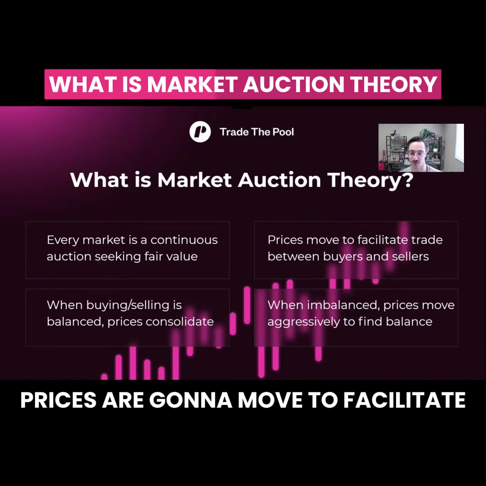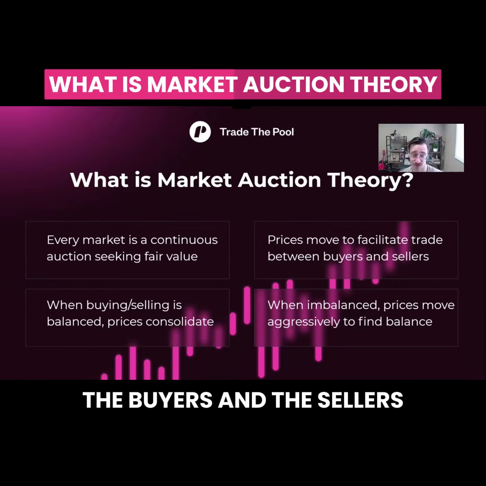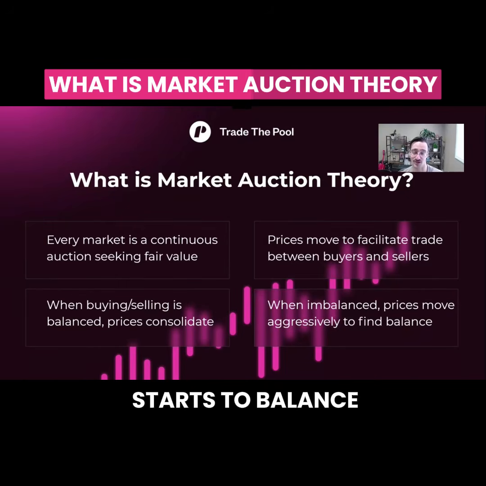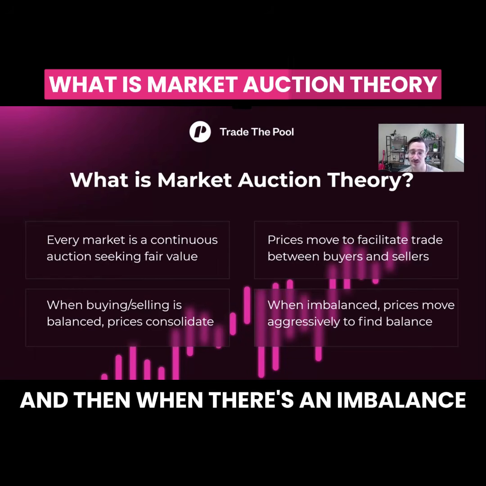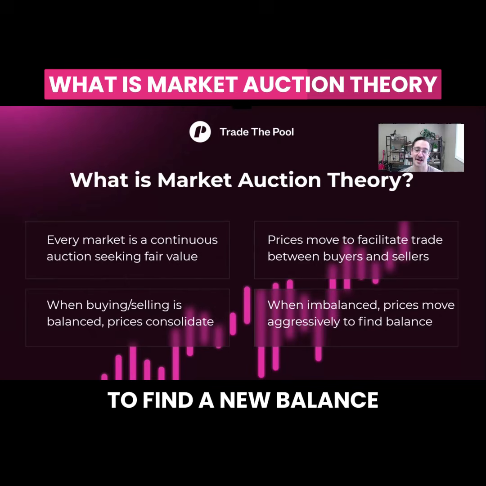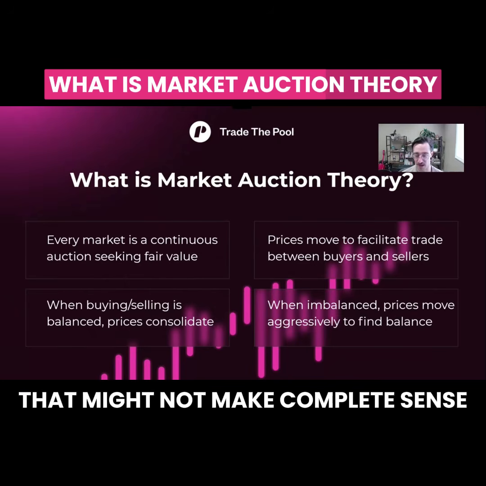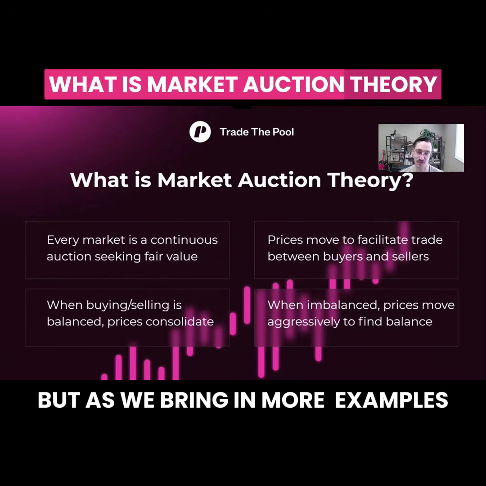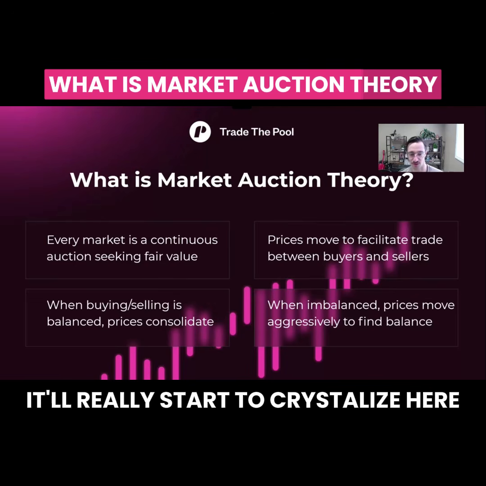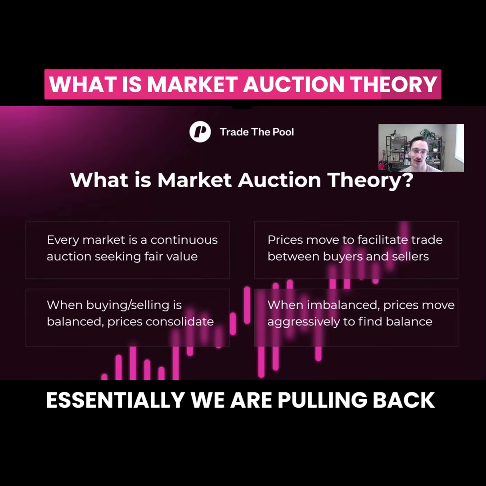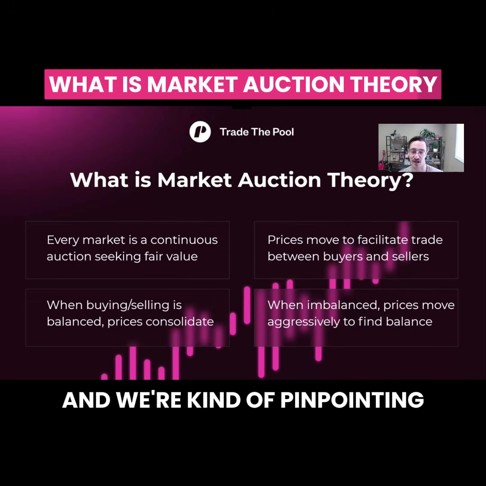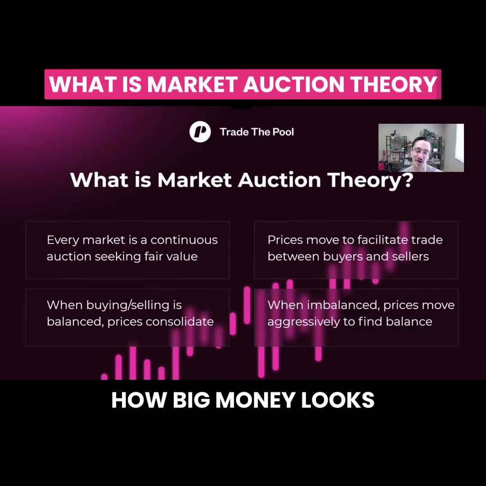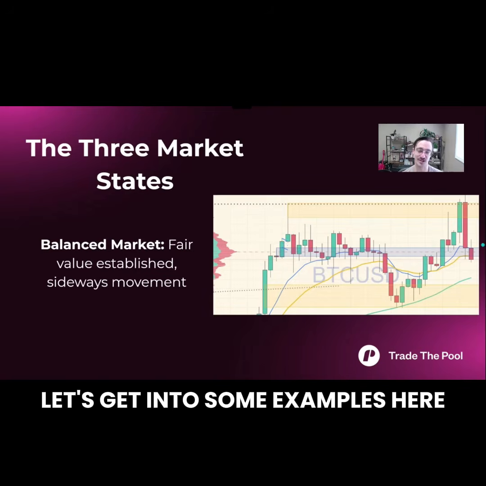Prices are going to move to facilitate the trade between the buyers and the sellers. And as the buying and selling starts to balance, prices are going to consolidate. And then when there's an imbalance, prices are going to move aggressively to find a new balance. That might not make complete sense, but as we bring in more examples, it'll really start to crystallize here. Essentially, we are pulling back the curtain behind consolidation and expansion, and we're pinpointing how big money looks at those concepts. Let's get into some examples here.